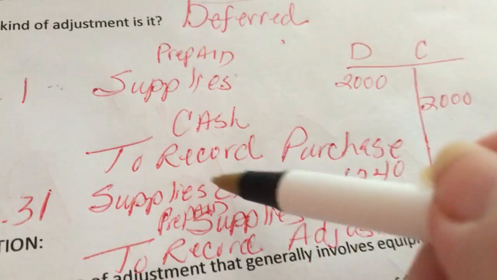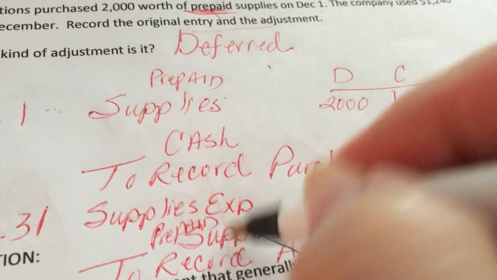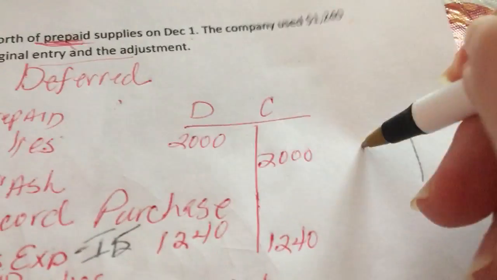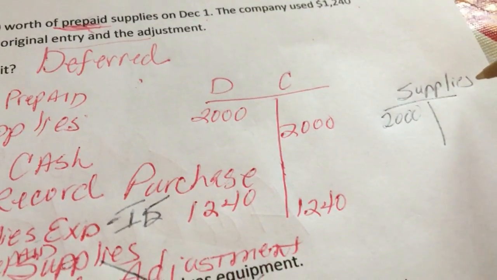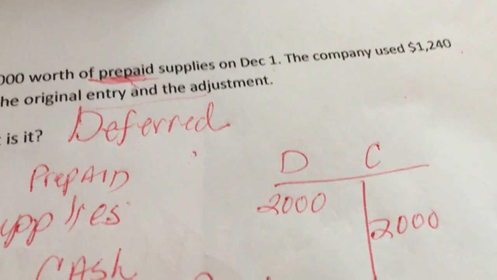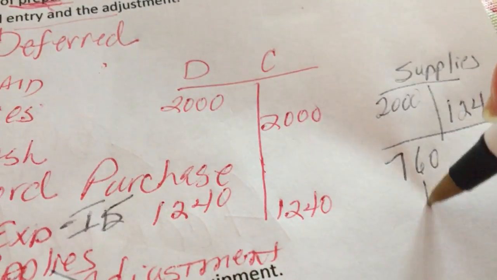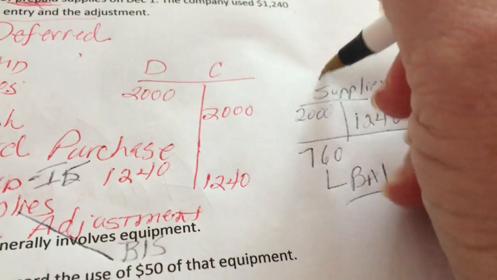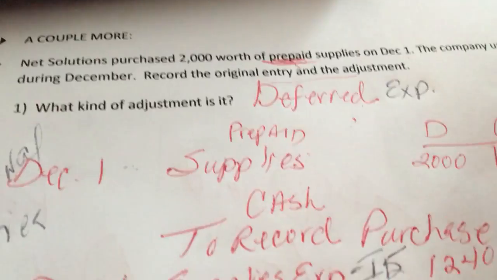Okay, now if you remember, I told you that on the adjustment you'll have two types of accounts. You'll have a balance sheet account, that's going to be the prepaid supplies because you're reducing an asset, and you'll have an income statement account, which will be your expense. And what happens on your balance sheet, you had your supplies, or you can call them prepaid supplies up there. You had put $2,000 worth of supplies there. You came back and you used $1,240 worth of supplies. So now you have $760 worth left. So your balance in that account, if you were posting to your general ledger, would be $760. And again, this is an asset. Okay. So the answer to what kind of adjustment is it? Deferred expense. Okay, it's a deferred expense.